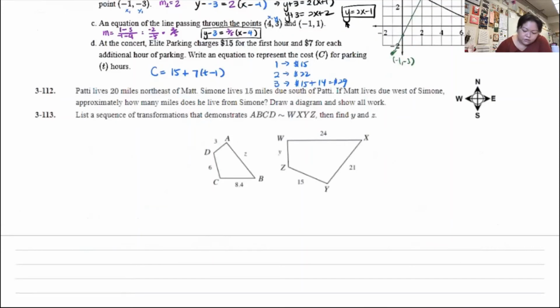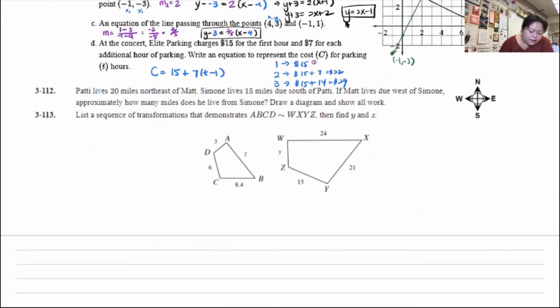I never know what to do here. Okay, never mind. So what do I do here? I'm trying to erase this to show you a pattern. This is really 15 plus 7 equals 22, right? So again, it's trying to show you that the first hour already got taken care of.